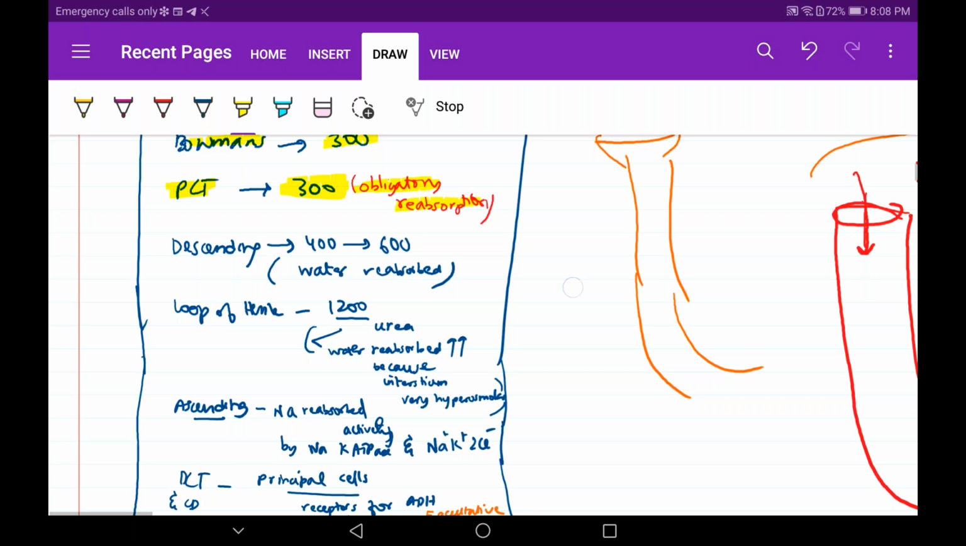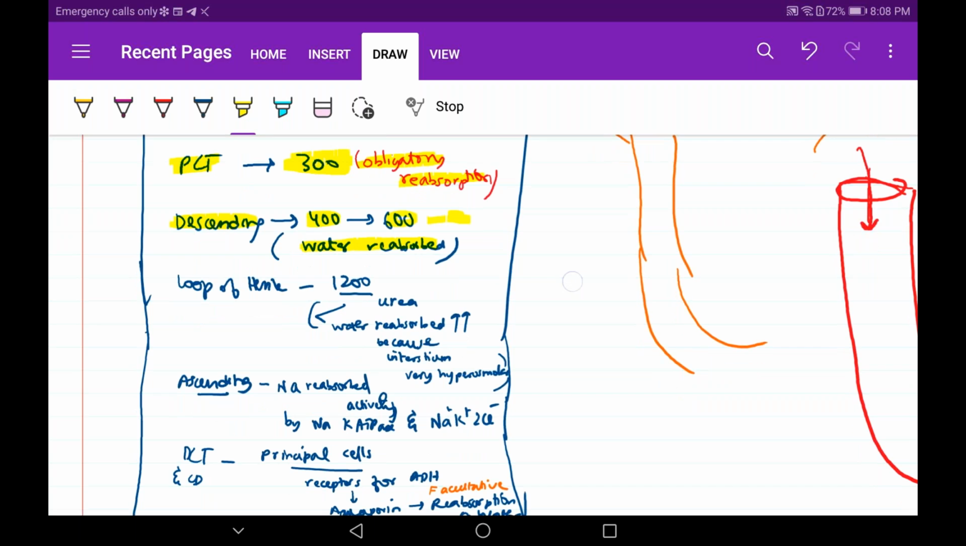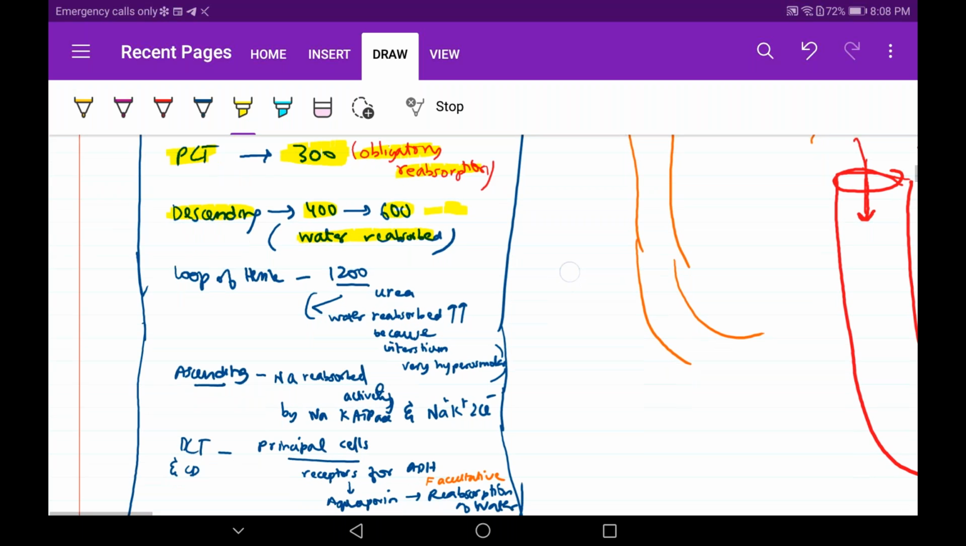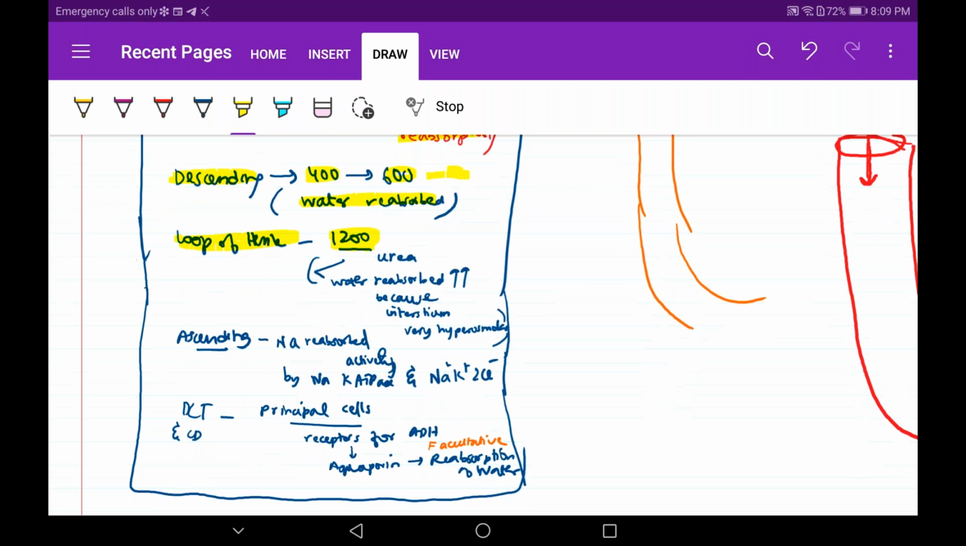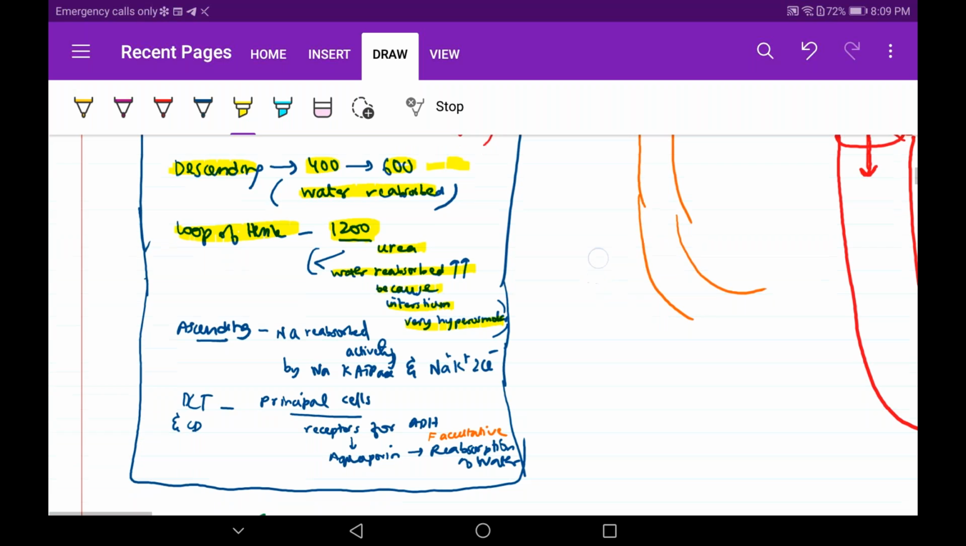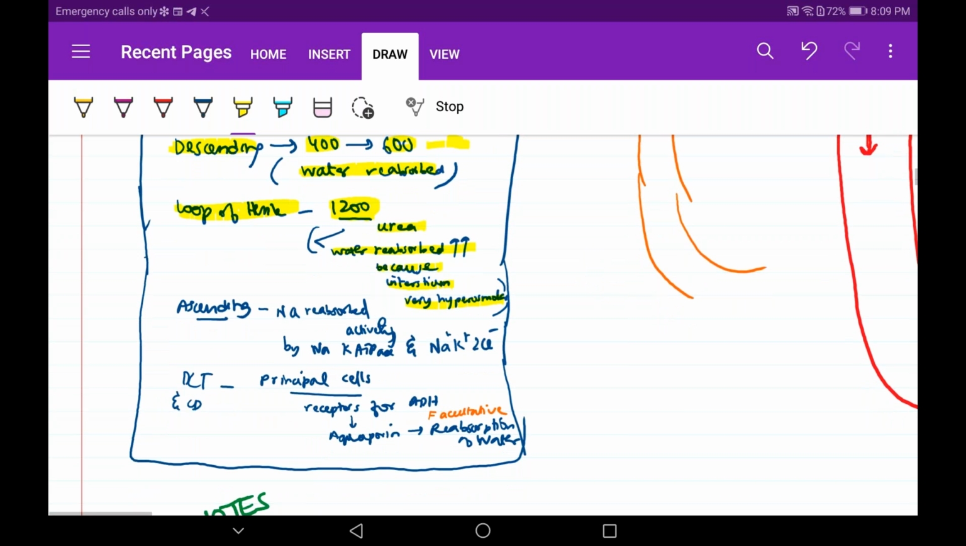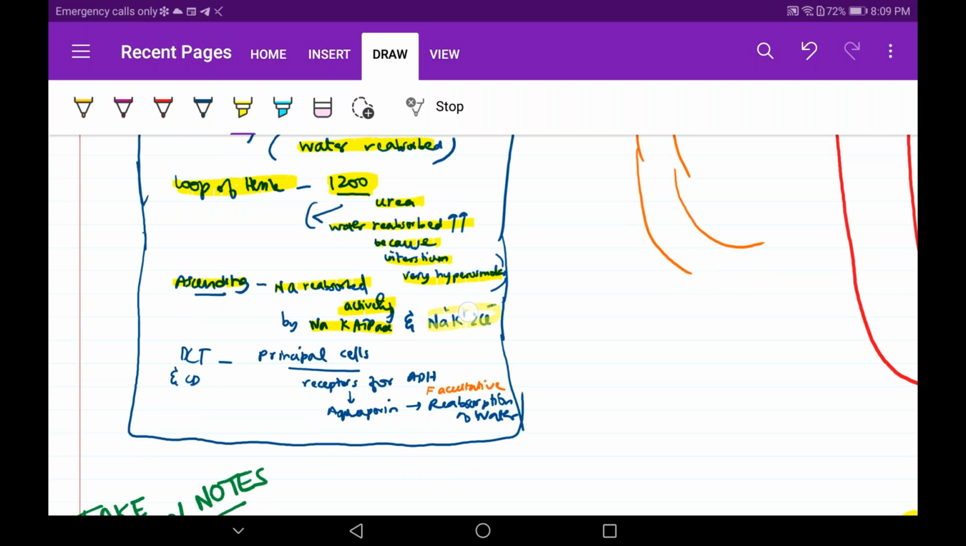Then from the loop of Henle, what are we writing? We have to write the topmost osmolarity which is reached in the loop of Henle. How is it reached in the loop of Henle? First about urea, and second about how water gets reabsorbed, because the interstitium is very hyperosmolar. You have to explain two things, urea and water reabsorption. You have to just mention it, as you have already written in the above papers. Now in the ascending part, what is happening? Sodium gets reabsorbed. Initially I started with this only, sodium gets reabsorbed back by the sodium potassium ATPase into the interstitium as well as the sodium potassium 2 chloride.